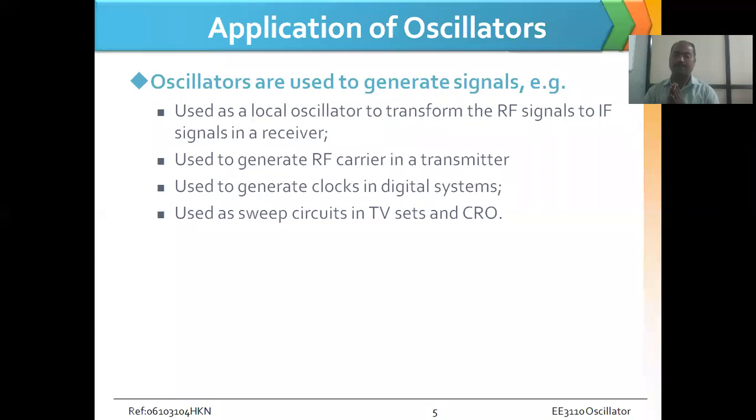Just an example: an oscillator is used as a sweep generator in TV sets and CRO. Sometimes, I'm just telling you things related to the TV. You have seen the older TVs, where the size of the TV is large. When you start the TV, sometimes there is a wave traveling from one portion to the other portion, right? And after all, there is a picture on the screen, right? So this is nothing but a sweep signal.